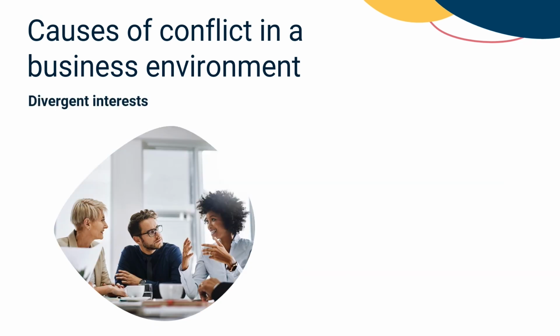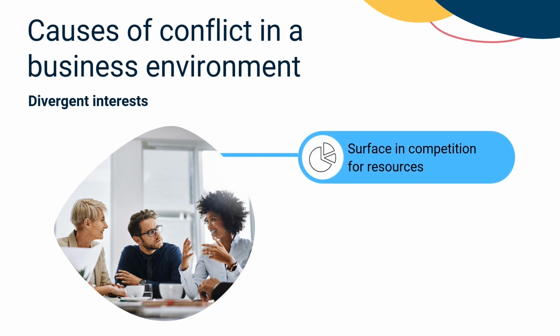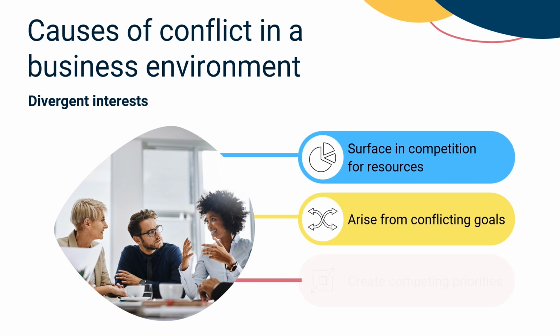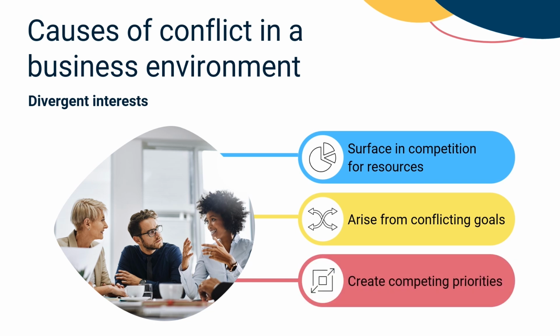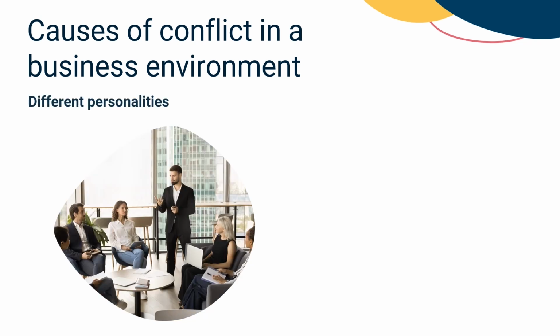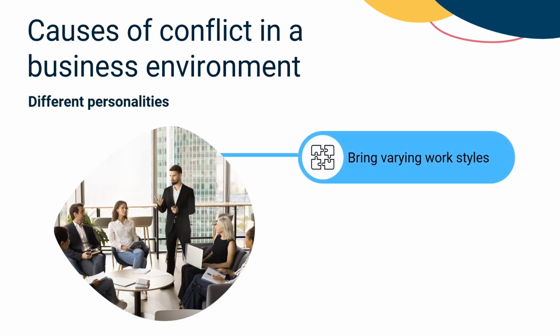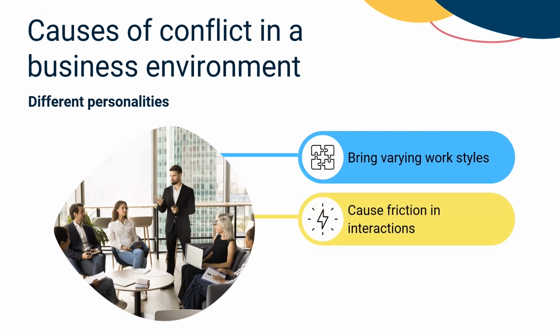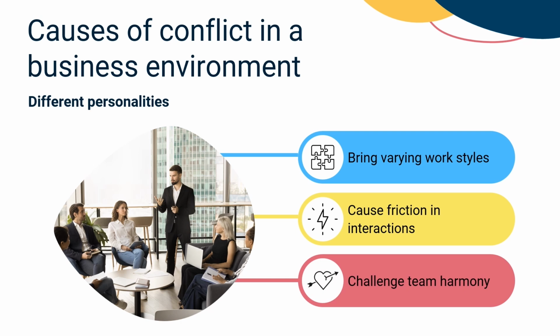Divergent interests surface when team members compete for limited resources or have conflicting goals. Performance incentives can create competing priorities even when project goals are clear and understood. Different personalities bring varying work styles, attitudes, and behaviors. While some team members work well together, others may clash, creating friction in daily interaction.